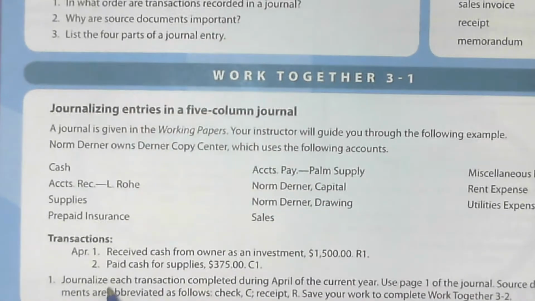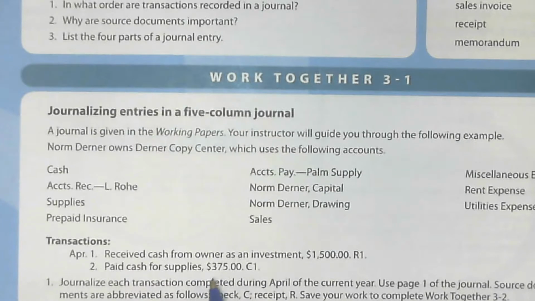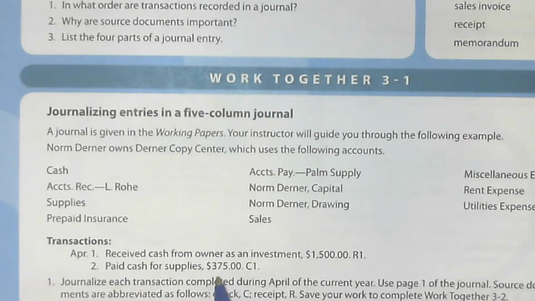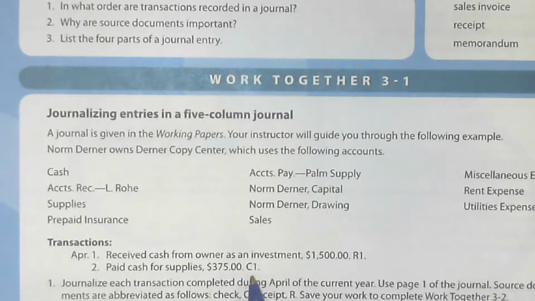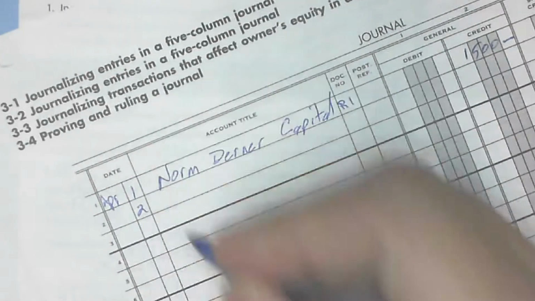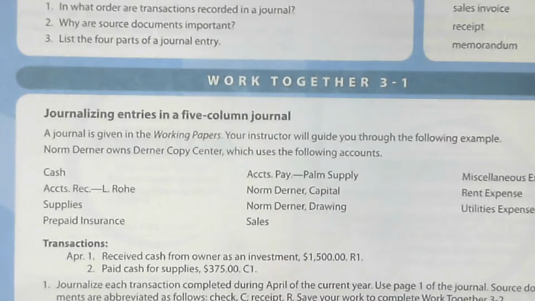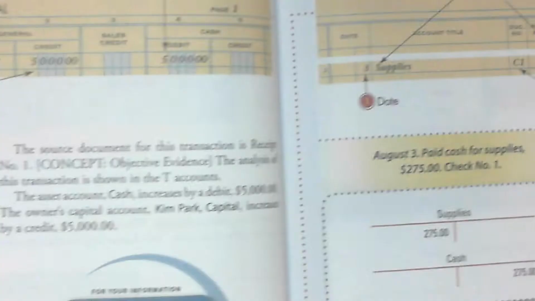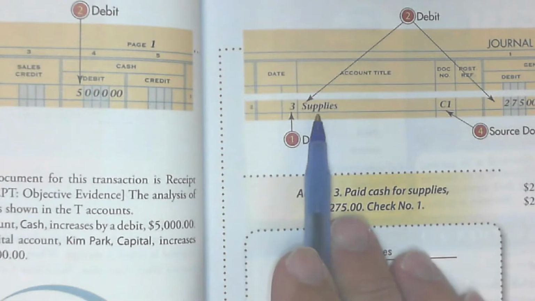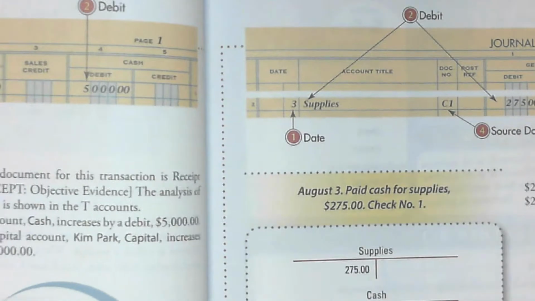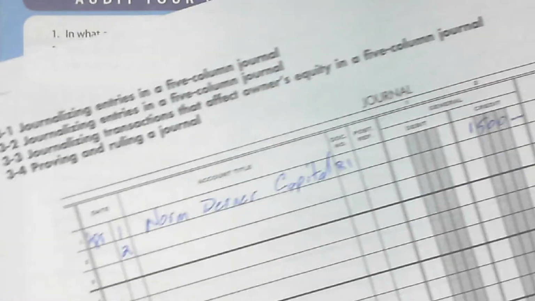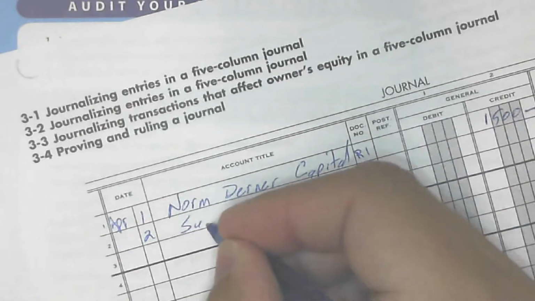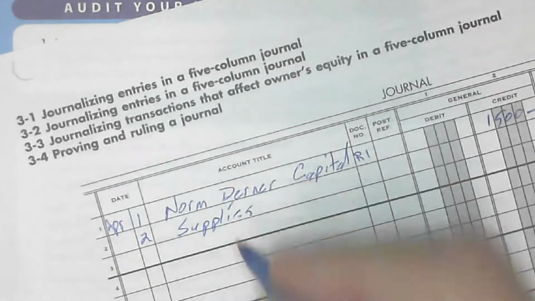So now I'm going to go to the next example on April 2nd. Paid cash for supplies, $375, and our document source was C1. That C stands for check. So I'll put our date. We already have April on there, so I don't need to write that. Our account title is going to be supplies. So you see that up here, supplies. So we'll put supplies.